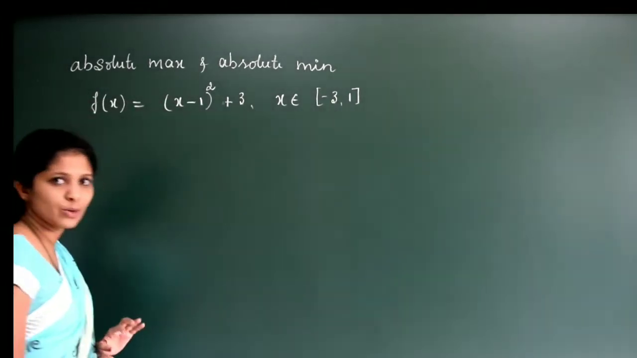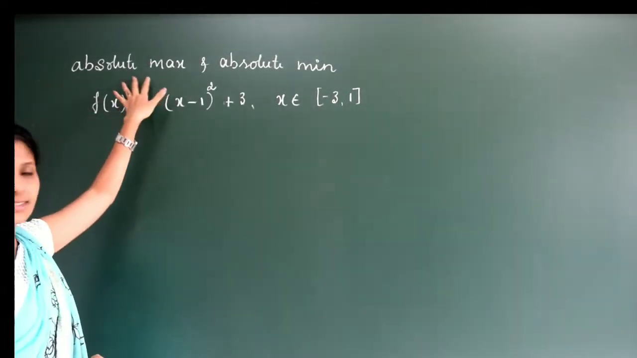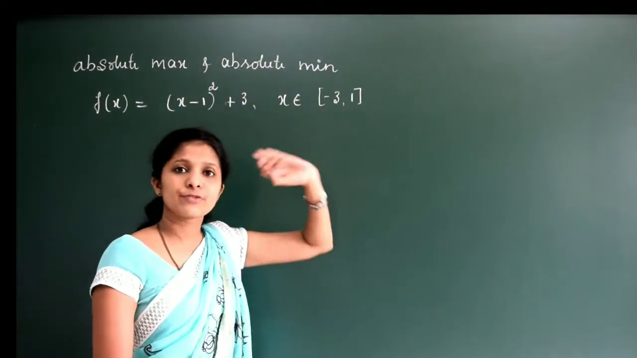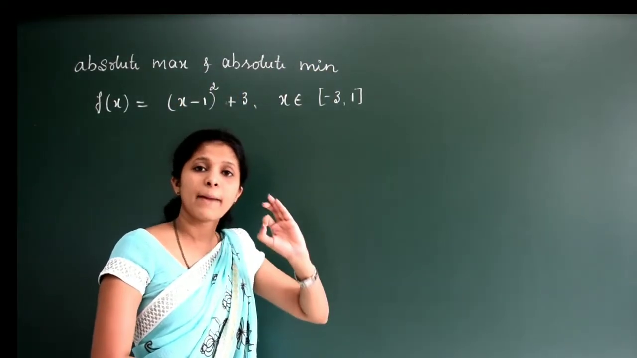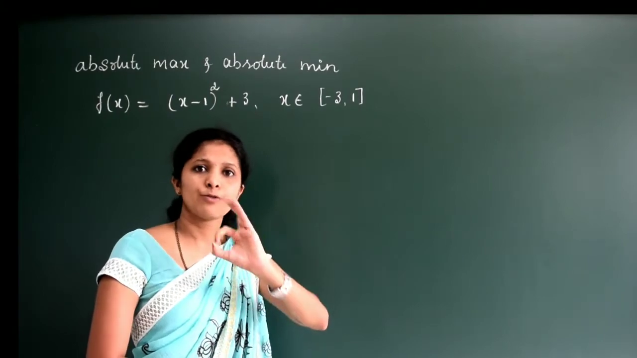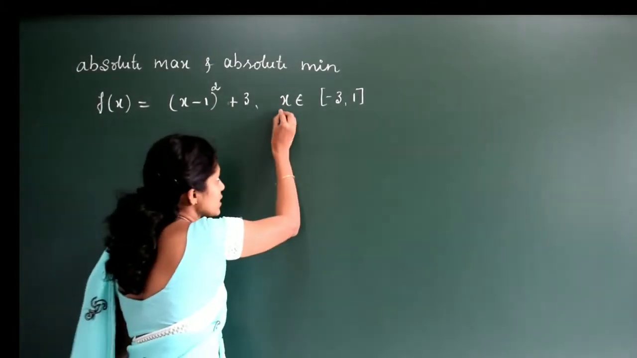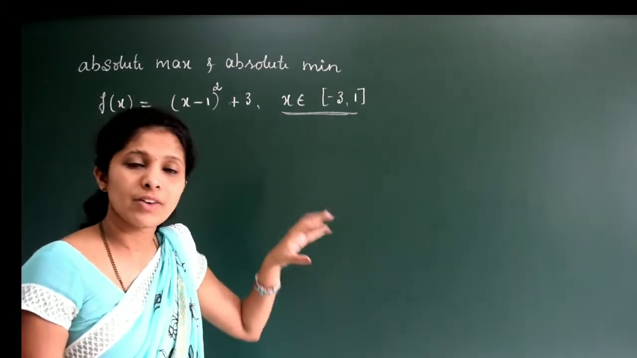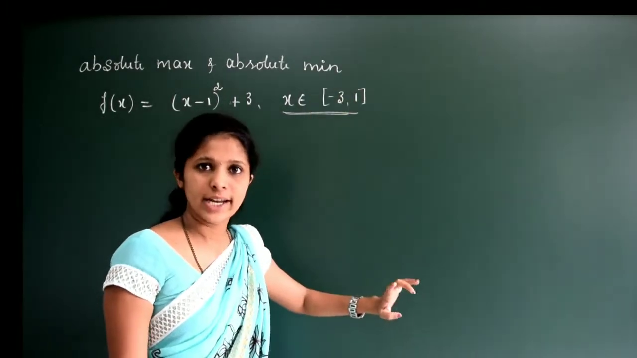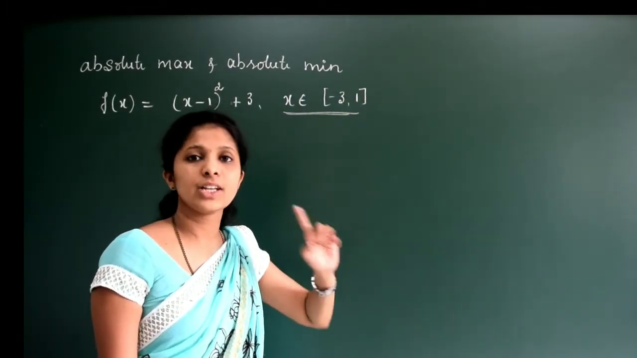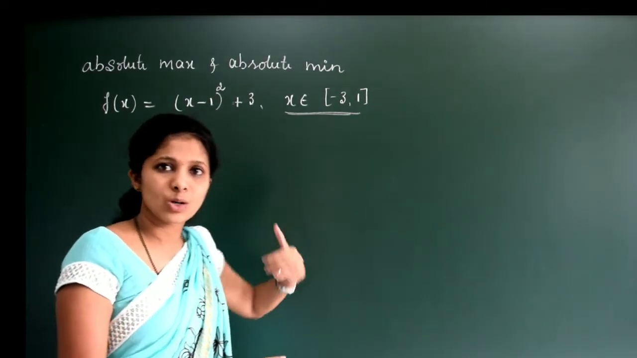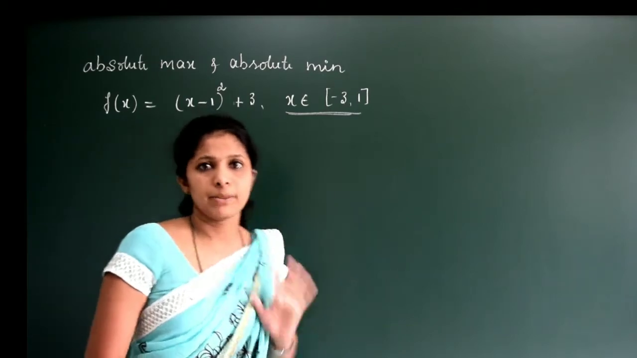See, one more thing you have to remember, here they have asked to find the absolute maximum and absolute minimum. If they ask just to find the maximum and minimum value of a function, here you have to observe this one. The value of x belongs to [-3, 1]. I mean the interval is given, right? Whenever the interval is given, you need to find the absolute maximum and absolute minimum. That is also called maximum and minimum, okay?